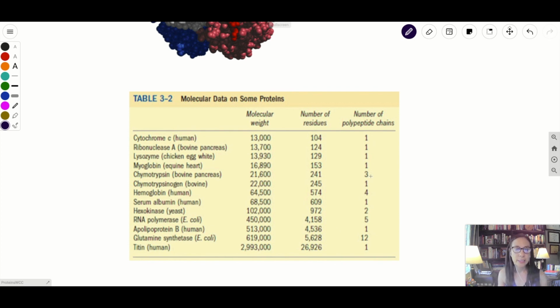You can see here that some of the proteins have more than one polypeptide chain. The cytochrome C protein, which we will learn about later in the class, only has one polypeptide chain. And then this glutamine synthase has 12 different polypeptide chains. So it just varies. Oh, and here's hemoglobin, which we just saw. Hemoglobin has 574 amino acids, and there are 4 polypeptide chains, just like we just saw.